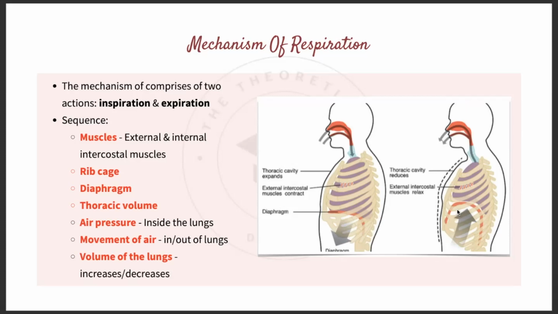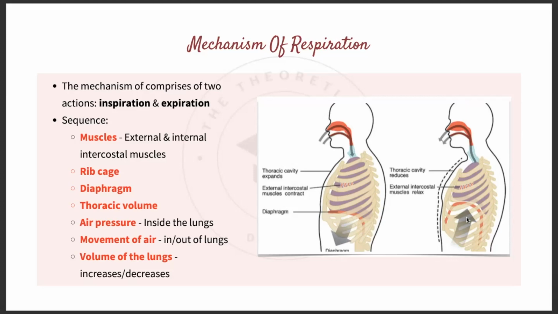So during expiration, you want to force air to come out. So the inside muscle has to pull it in. That's why the internal intercostal muscles contract and the external intercostal muscles relax. What happens to the rib cage? The rib cage moves downwards and inwards, and the diaphragm over here relaxes, so it becomes a dome shape and moves upwards. What about the thoracic volume?